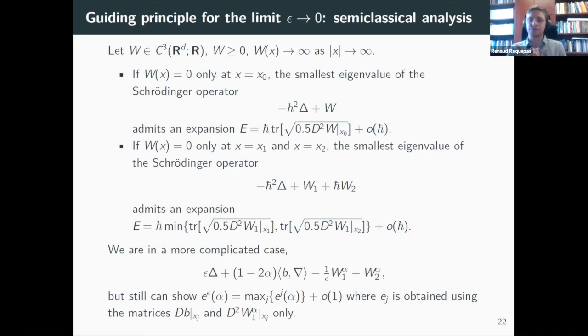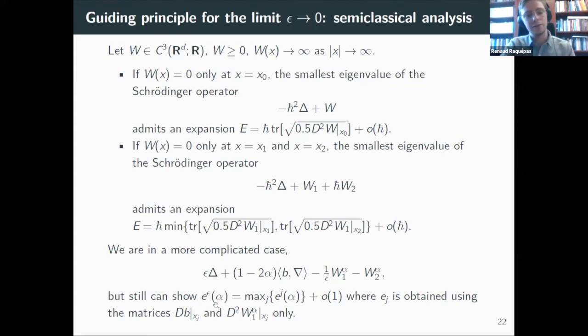Now for operators like this, where this is a linear vector field and this is a quadratic potential, finding the smallest eigenvalue is not that bad, because what you do is you guess that the smallest eigenvector is a Gaussian and you find an equation for the covariance matrix of the Gaussian. And so I was able to do that. It takes some time, but the intuition is clear. The intuition is the same as in the semi-classical analysis of Schrödinger operators.